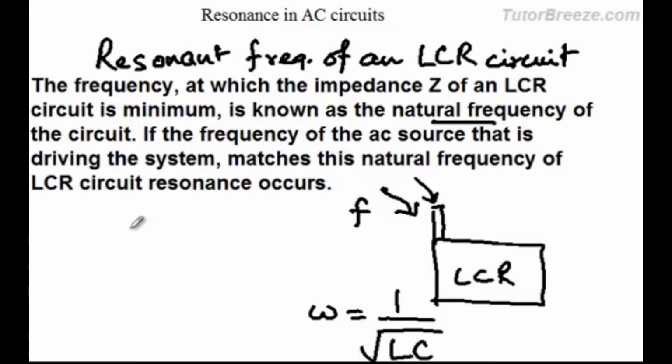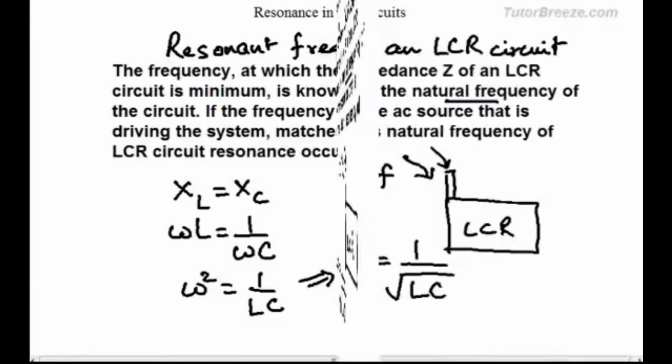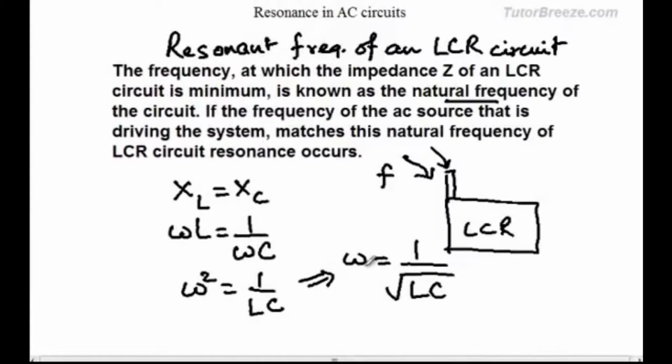This is because at resonance XL is equal to XC, which means omega L is equal to 1 over omega C, and omega square is 1 over LC, and this implies that omega equals 1 by under root LC. When omega is equal to 1 over under root LC, then since omega is 2 pi f, this can be written as 1 over 2 pi root LC. This frequency is the natural frequency of the LCR circuit, and we are going to denote this by F0.